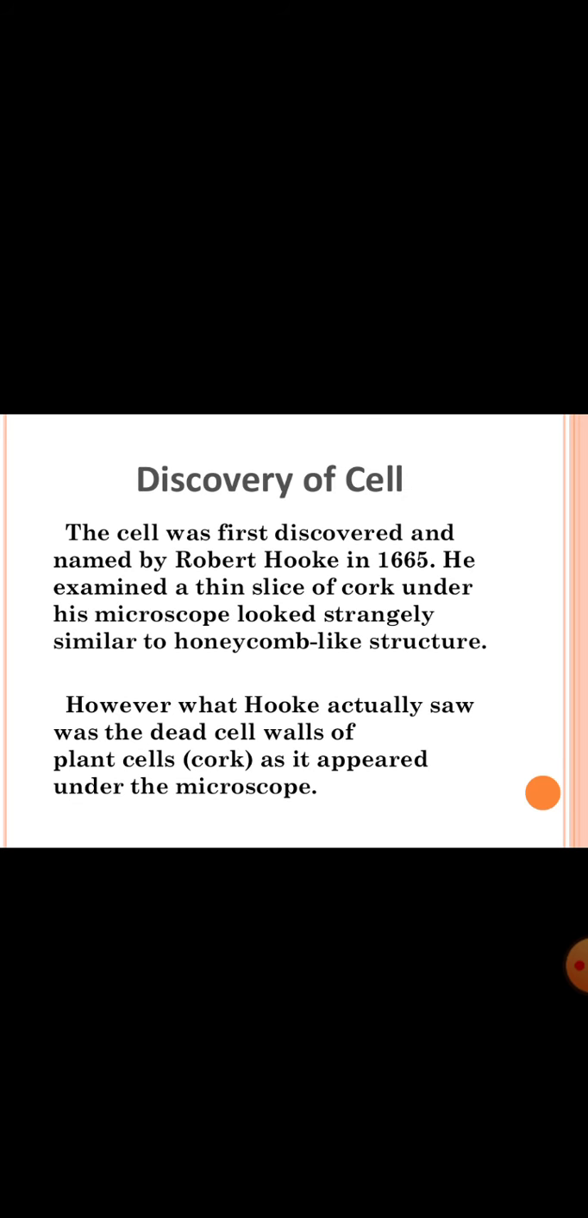Let's find out who discovered the cell and when he discovered. The cell was discovered by Robert Hooke in 1665. He examined a thin slice of cork under his microscope and observed that the cork was made up of a large number of compartments joined together in a honeycomb like structure, and these compartments were named cells. Clear? Today, cell denotes the living contents or the protoplast.